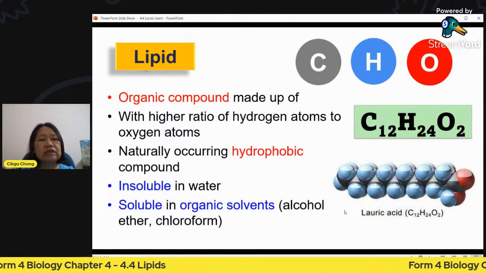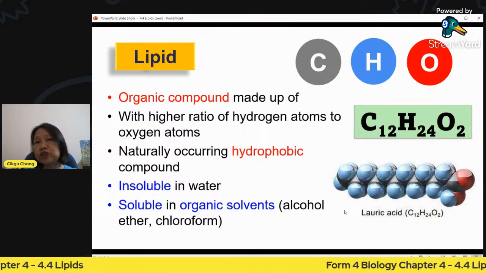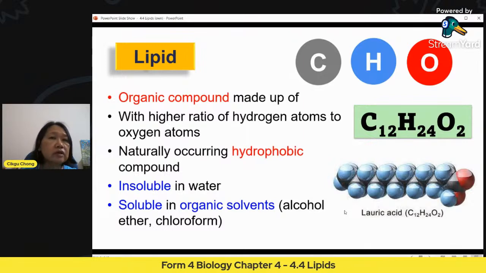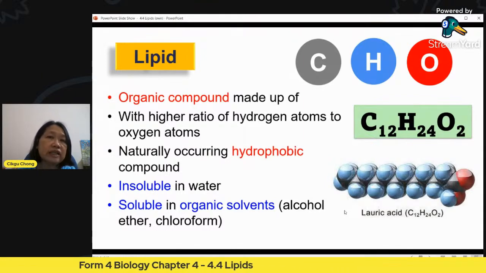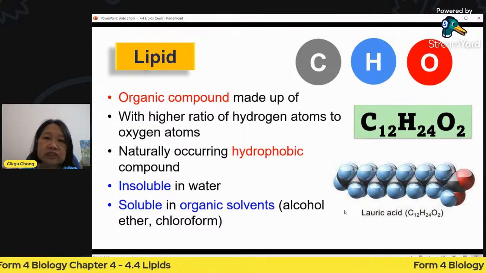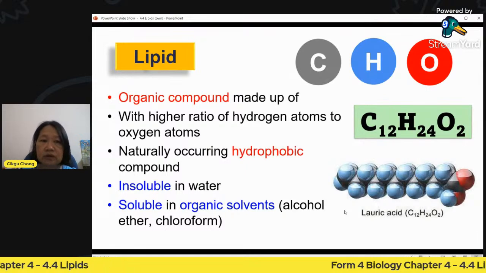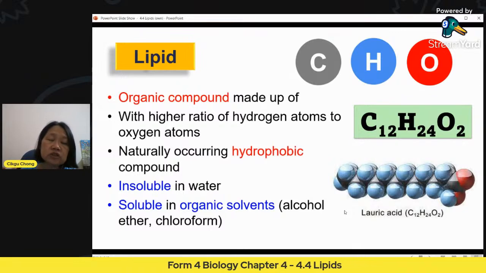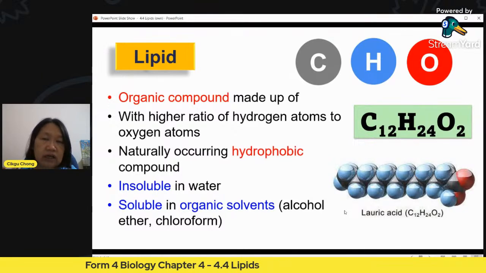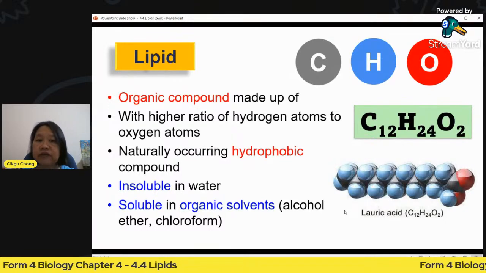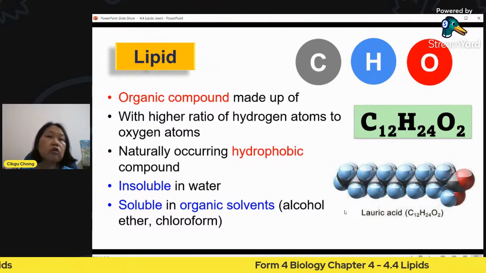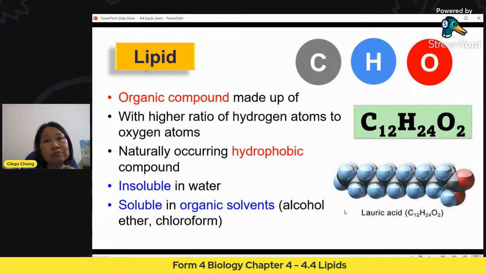And also because it's insoluble in water, usually substances that are insoluble in water will be soluble in another type of solvent, which is organic solvent. Water is an inorganic solvent. So if it's insoluble in an inorganic solvent like water, it should be soluble in organic solvent. Examples would be alcohol, ether, and chloroform. You know what chloroform is?